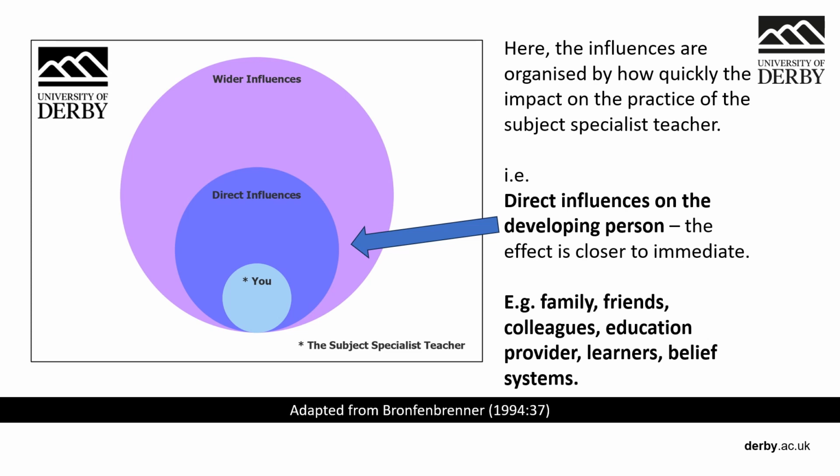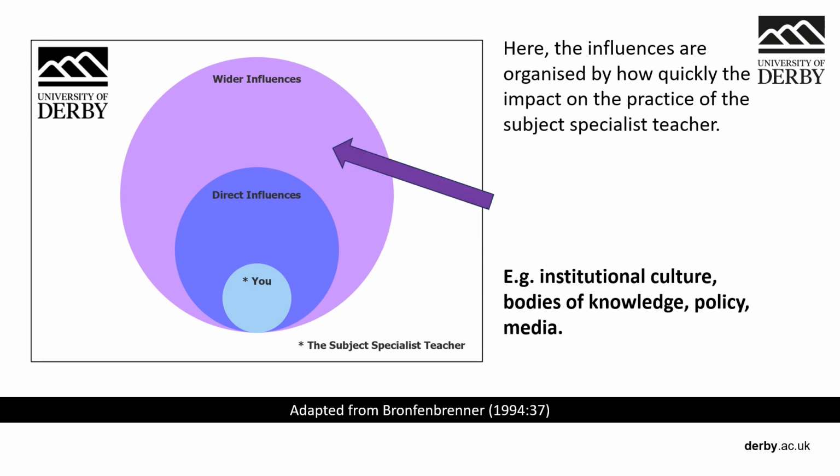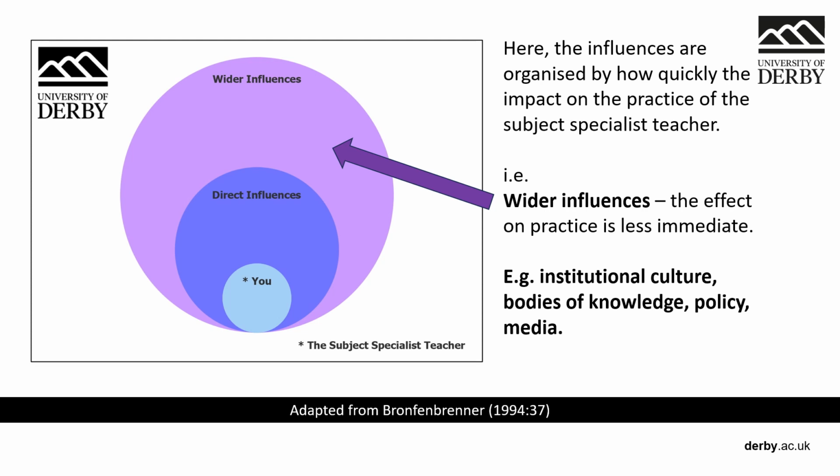Direct influences are things that are more immediate on your practice. So family, friends, colleagues, your education provider, that could be where you work, or when you're at university at Derby, or if you go on to do further courses, learners, and belief systems. Those values that motivate you every day to make the decisions that you make. That's what I mean by direct influences. They're the things that have an immediate effect. Then the other thing I've asked you to think about is wider influences, which have less of an immediate effect, but they do affect practice.